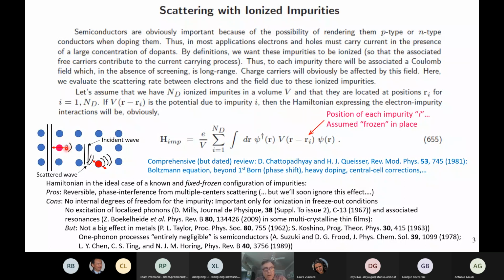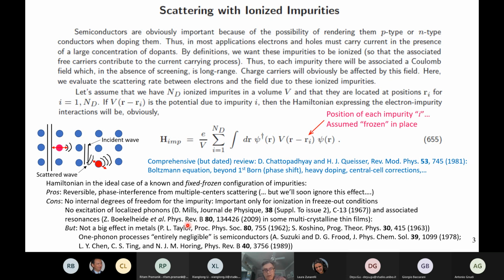Nevertheless, one should worry about the fact that the impurity may have some degrees of freedom, and so the process would not be time reversible anymore. So the usual approximations are: ignore the fact that these guys move, that the impurities move. So freeze the position of the impurities at the equilibrium position of the lattice. The impurities are clearly substitutional in order to be electrically active and contribute to doping. They do not move.